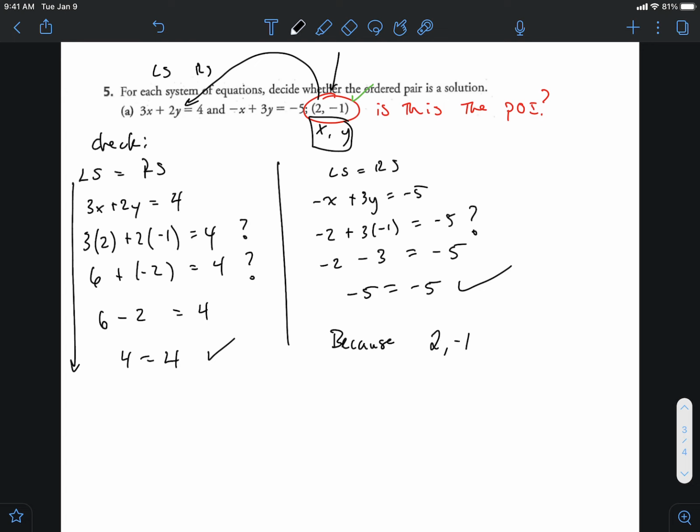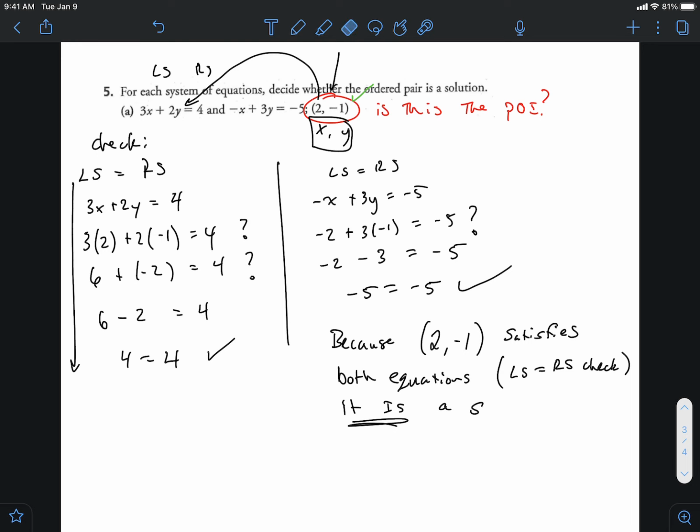2, negative 1 satisfies, and in brackets I'll put left side equals right side, check. It is a solution, or not a solution, the solution. Okay, or point of intersection.